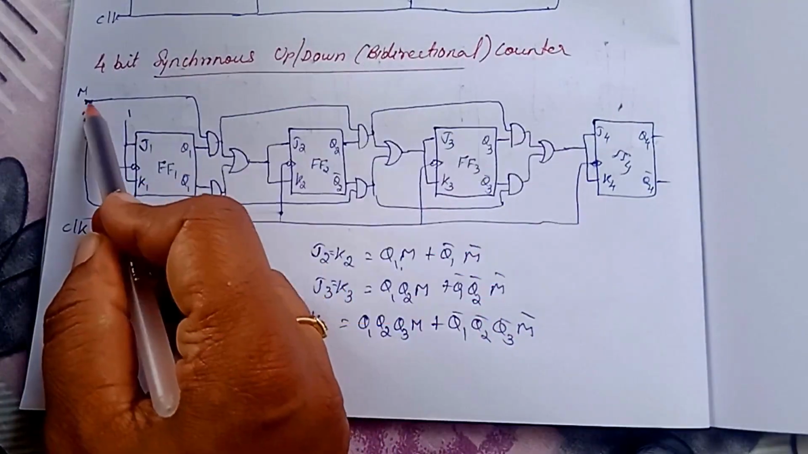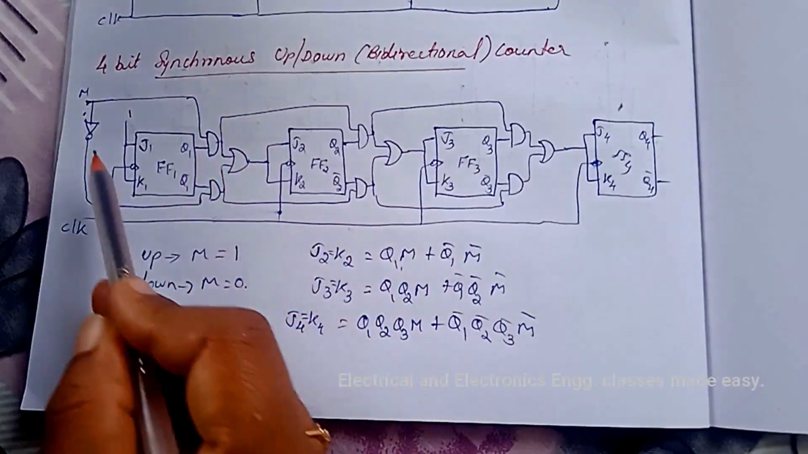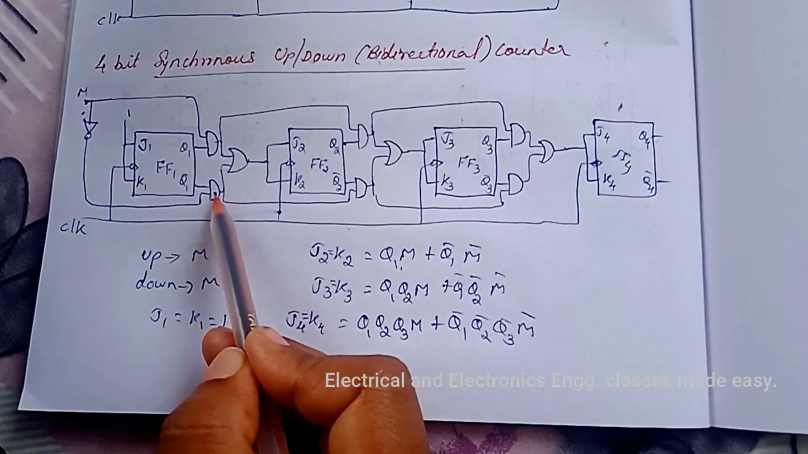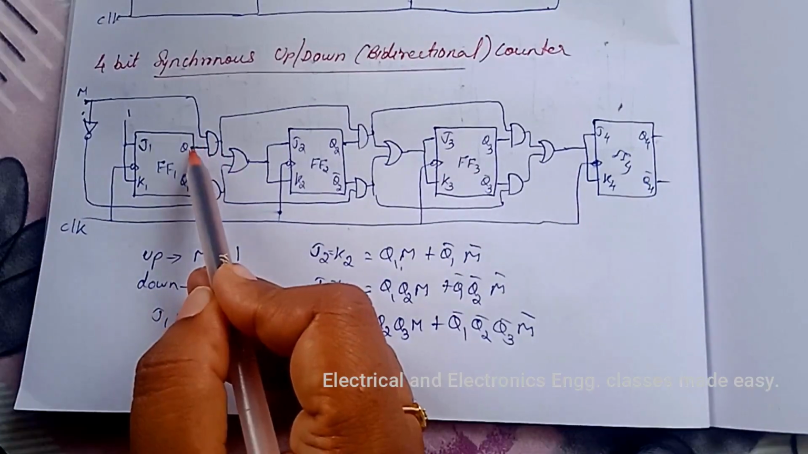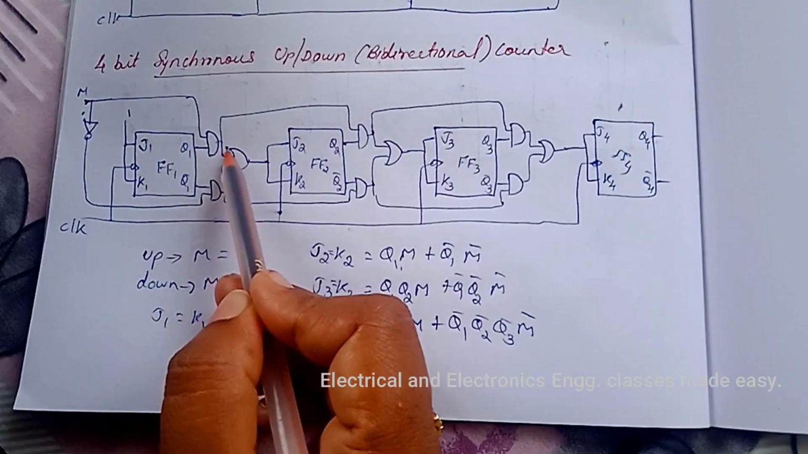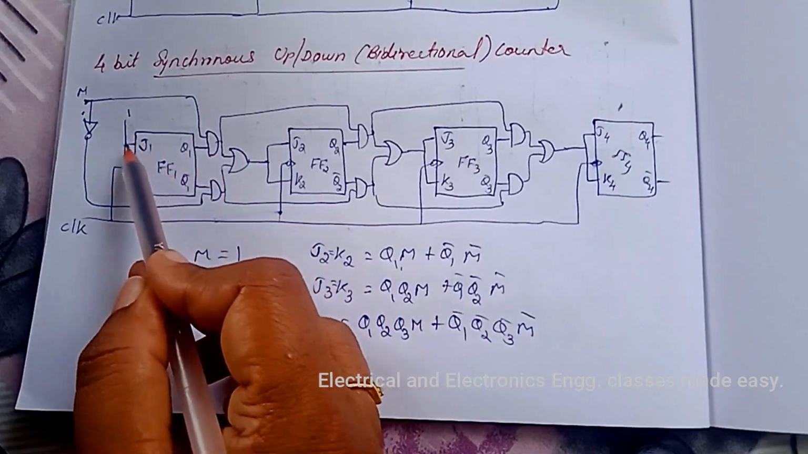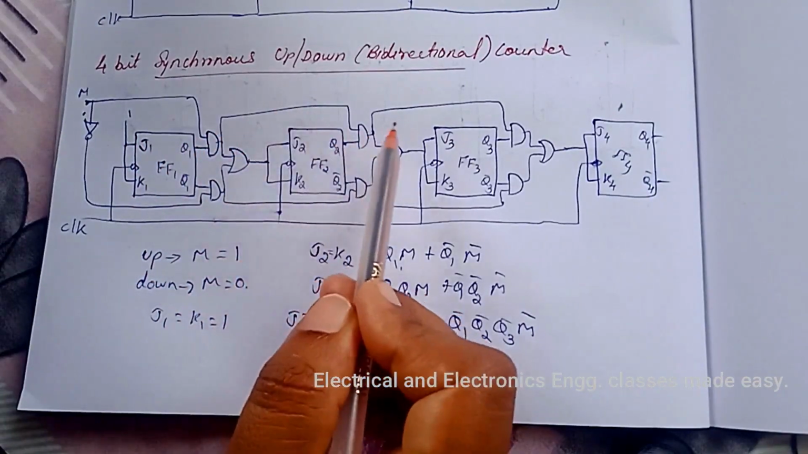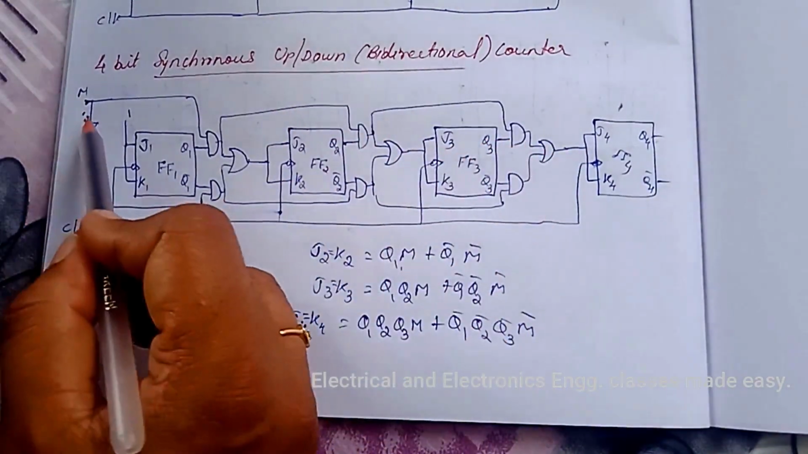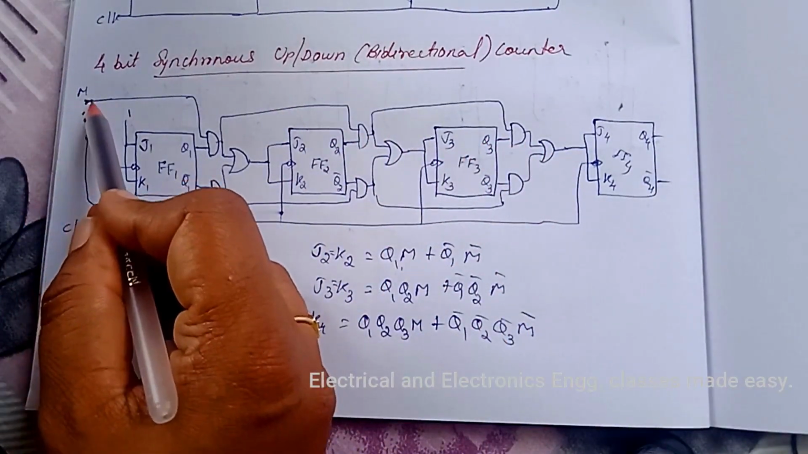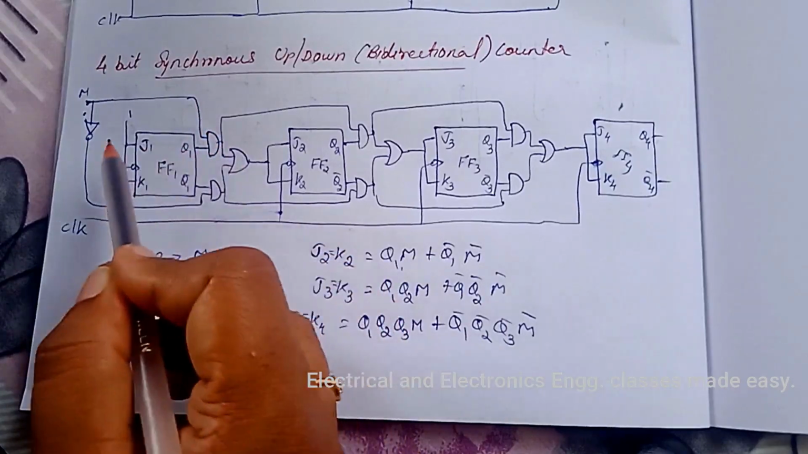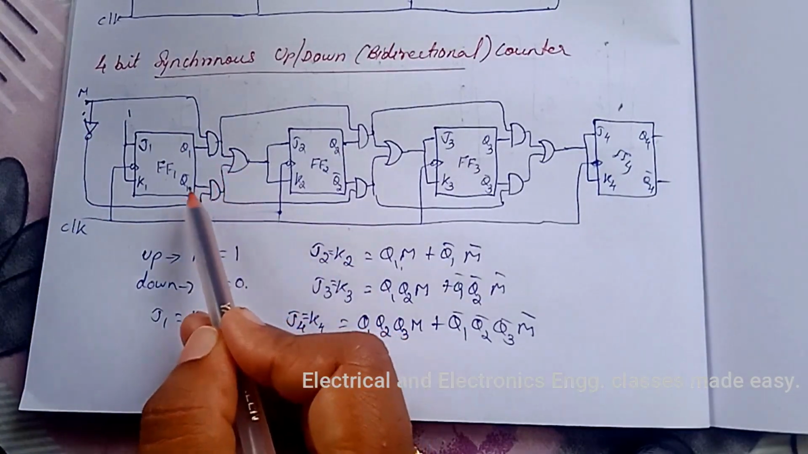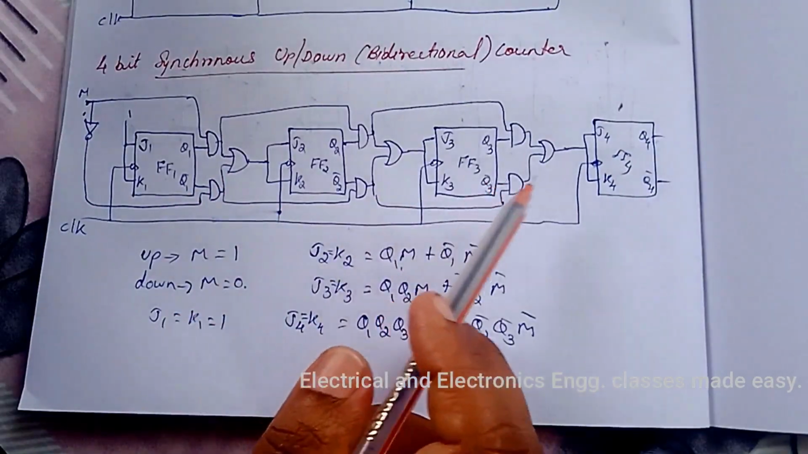That is, when M is equal to 1, this AND gate output will be 0. So whenever this Q1 is 1, that is whenever this JK flip-flop toggles, it will be in the up counting sequence. And when M is equal to 0, this AND gate will work, so we will get the down counting sequence.